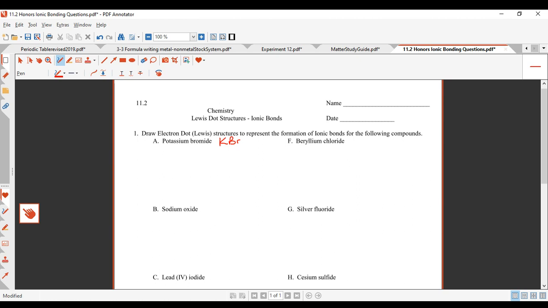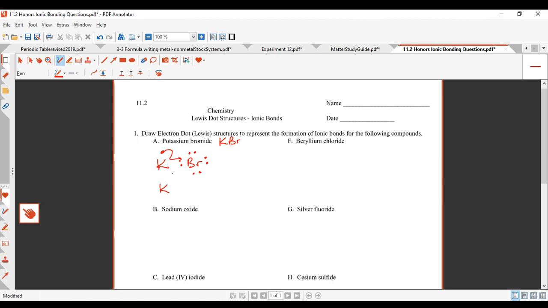Now, potassium, if you look at your periodic table, has one valence electron. So if we draw the Lewis dot structure, we draw that one valence electron as a dot. Bromine is in group 17, and it has 7 valence electrons. So potassium is your metal, bromine is your nonmetal. And remember, the metal is transferring an electron to your nonmetal. And as you see here, potassium is transferring its one valence electron to bromine.